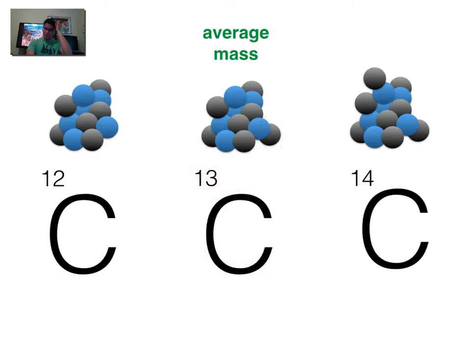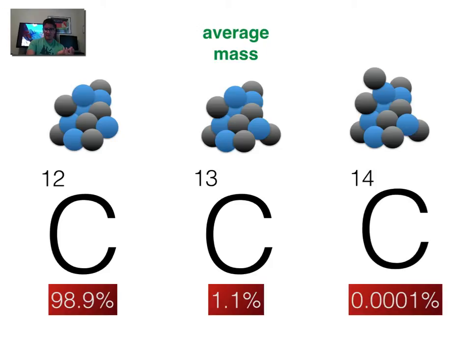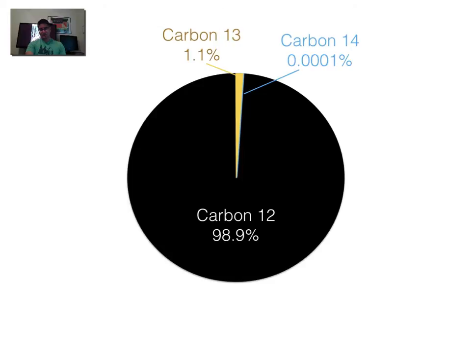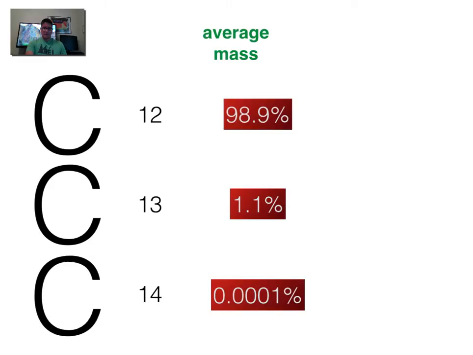So how does this play into the average mass? If I look at the different carbons that are in nature, 98.9% of them are of the carbon 12 variety. 1.1% are carbon 13, and 0.0001% is carbon 14. So there's not a lot of carbon 14 in nature. Here's that little pie chart showing the amount. As you can see, carbon 12 by a massive amount is what most of the carbons in nature are made out of.